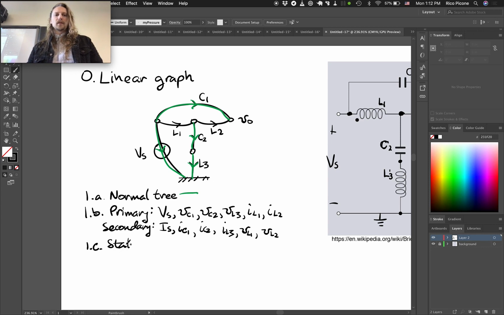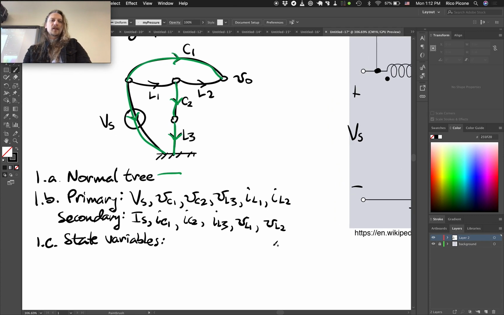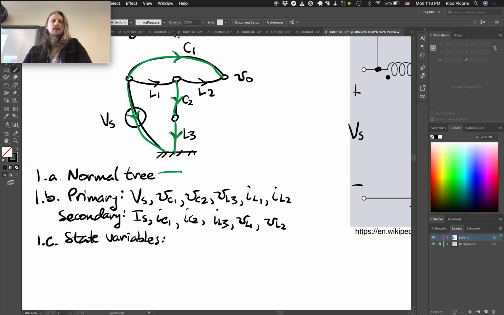State variables. They're the across variables on A-type branches. We've got two A-type branches, C1 and C2. So we've got state variables VC1 and VC2. And through variables on links, so we have IL1 and IL2.